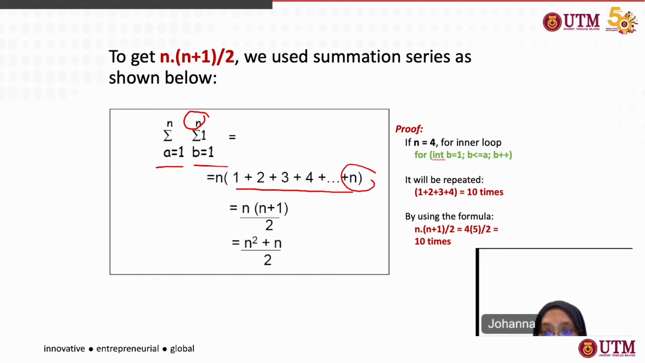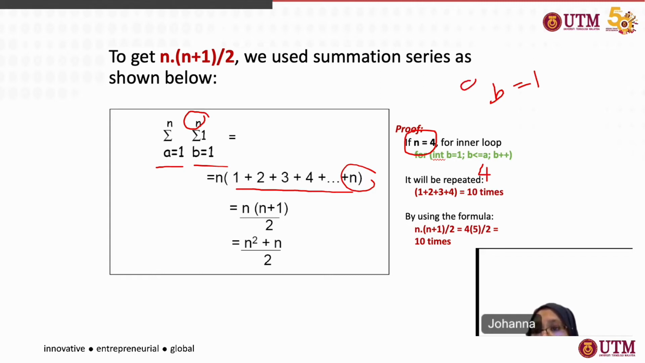So to prove it, let's say we replace the value of n here with 4. So we can see that when a is equal to 1, a is less or equal to 4. Okay, so meaning that if b is equal to 1, b is less or equal to a. So if a is 1, so here will be 1. Okay, because this is the first loop, this is the second loop.